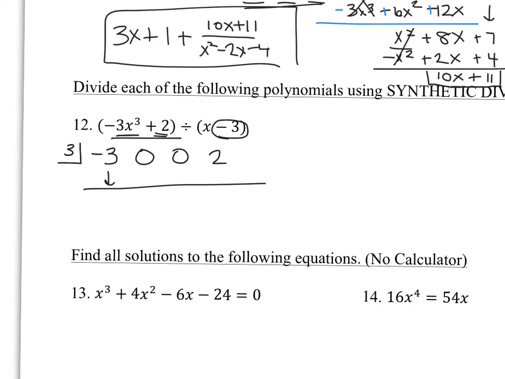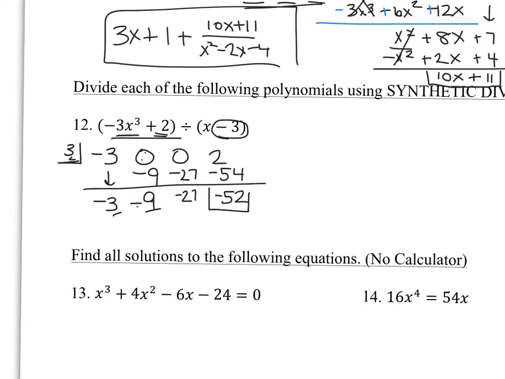This number gets brought down. Now I multiply. 3 times negative 3 is negative 9. Now I add. 0 plus negative 9 is negative 9. Now I multiply 3 times negative 9 is negative 27. Now I add, I get negative 27. Now 3 times negative 27 is negative 54. Add, I get negative 52.